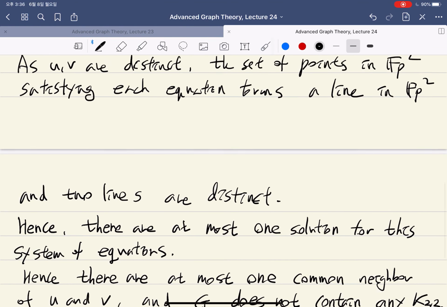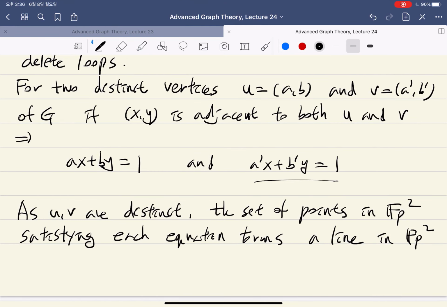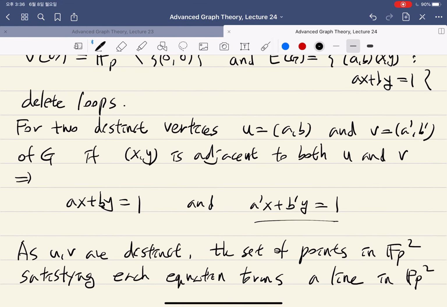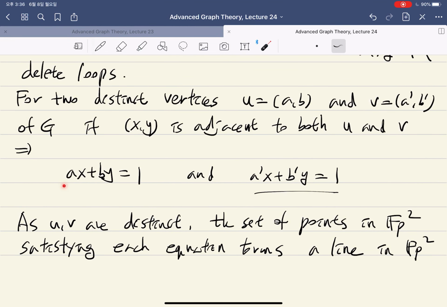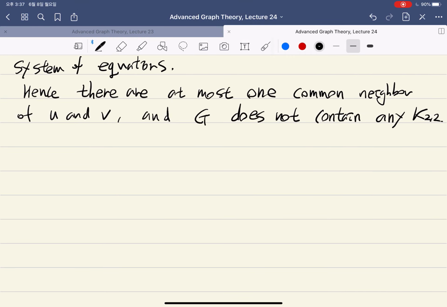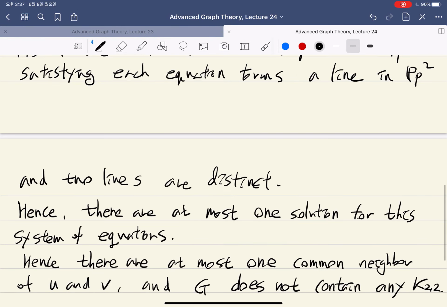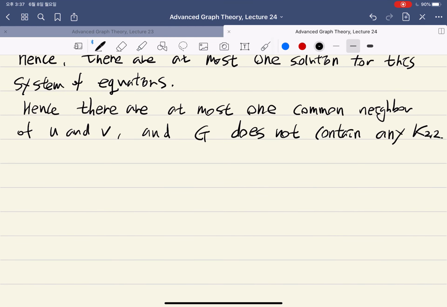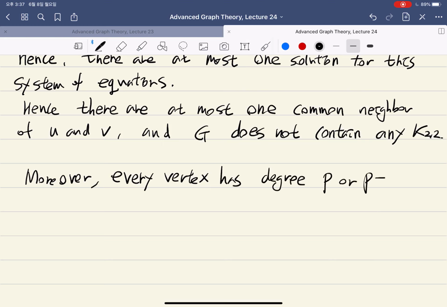To count the number of edges, we need to first check the degrees of the vertices. For fixed A and B, if you consider the number of solutions x, y in here, we can check that it's always p. So there are p solutions. Each of them defines an edge, but one of them could define a loop at that vertex. So every vertex has degree either p or p minus 1.